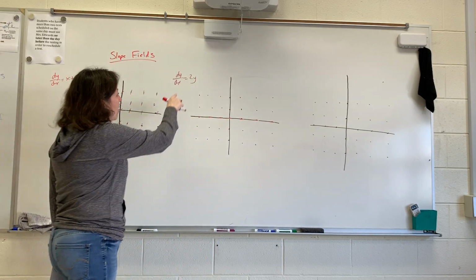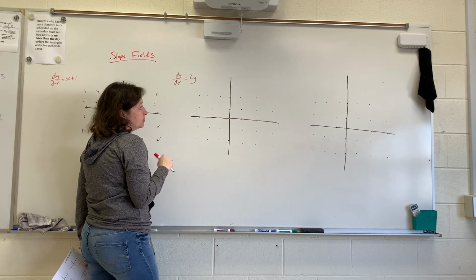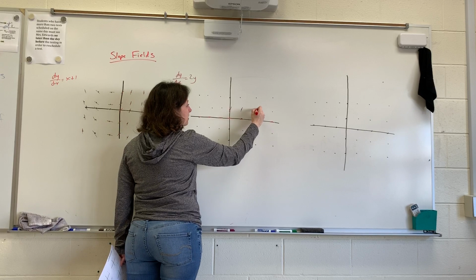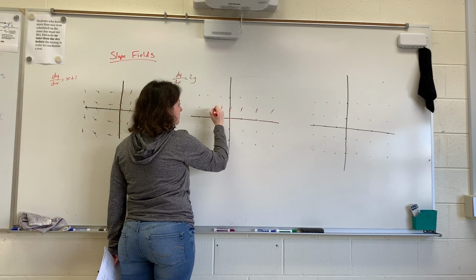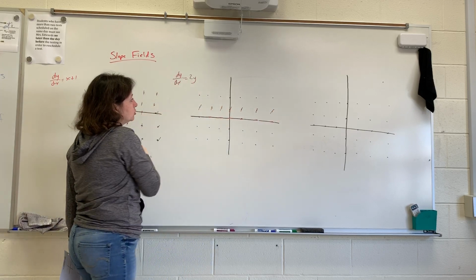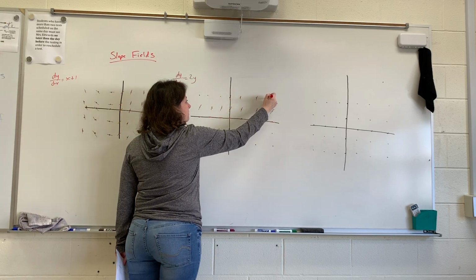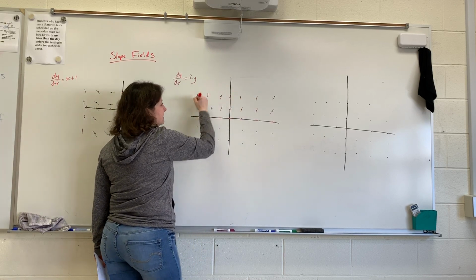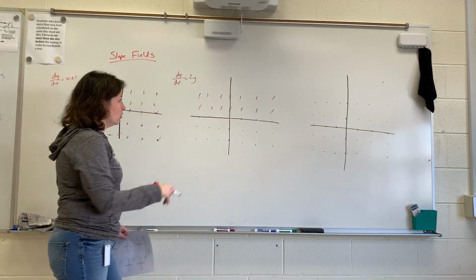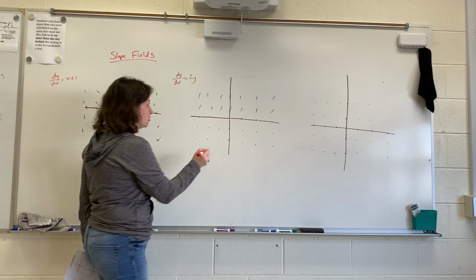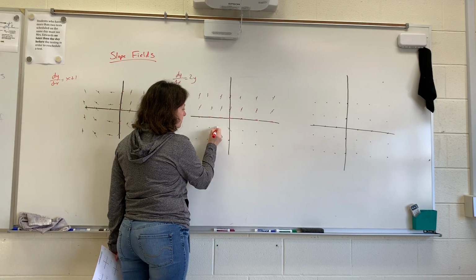Then, when y is 1, what will all the slopes be? 2. So all of these are going to be positive slopes of 2. And when y is 2, what's the slope? 4. So they're getting even steeper. Again, x has no effect on these slopes. When y is negative 1, what's the slope? Now the slopes are negative 2.